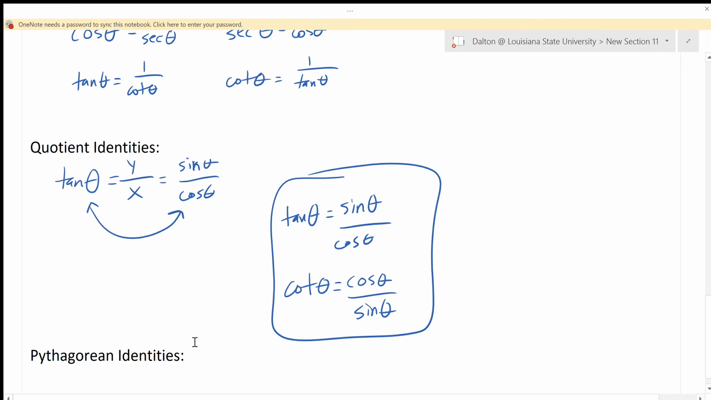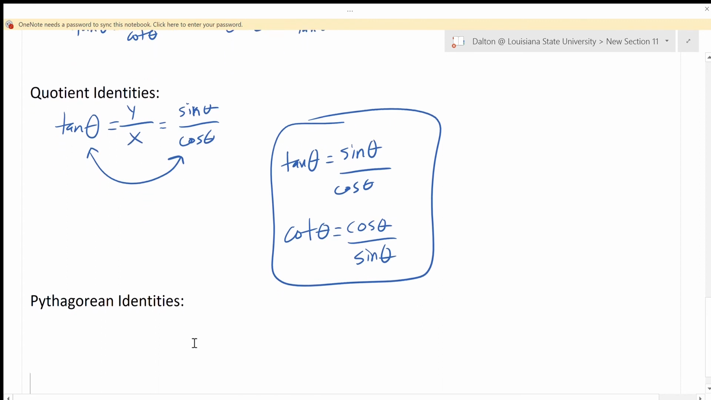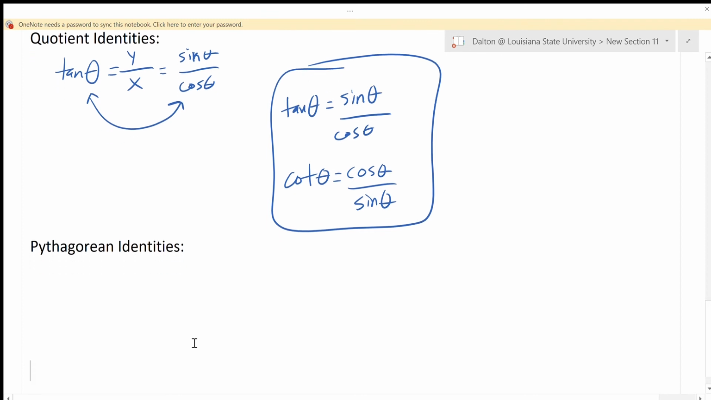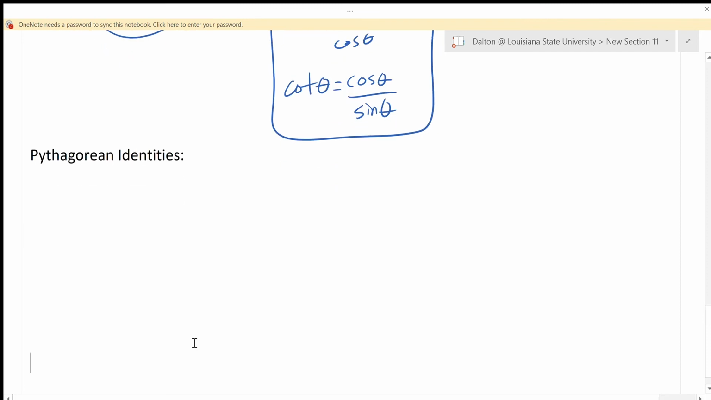Okay, next we're going to do some Pythagorean identities. So go back to your notes because I want you to be able to work this out in your notes before we write the identities on your orange sheet. Let's sketch out a small first quadrant.